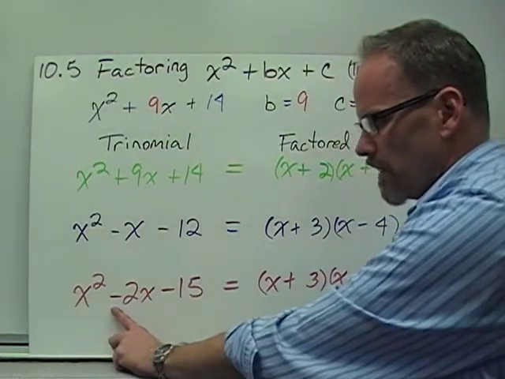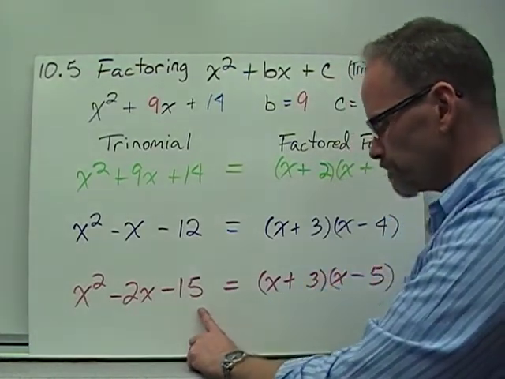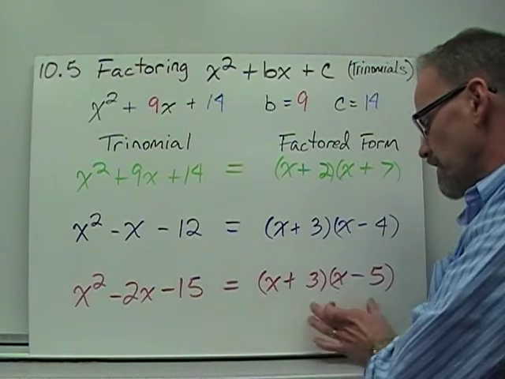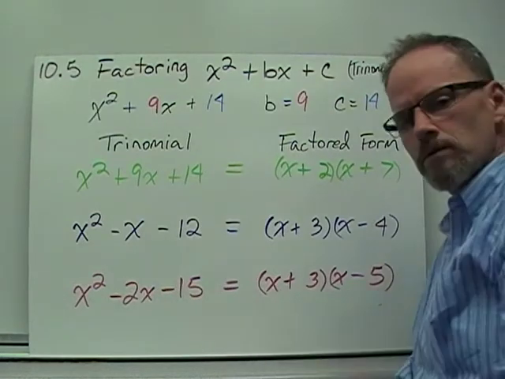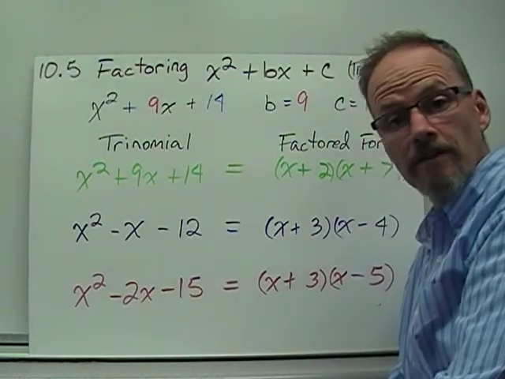X squared minus 2x minus 15. Again, I just break it up. I know I'm going to have two factors here.